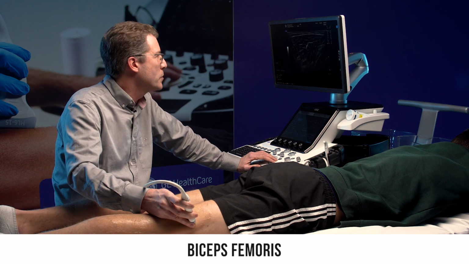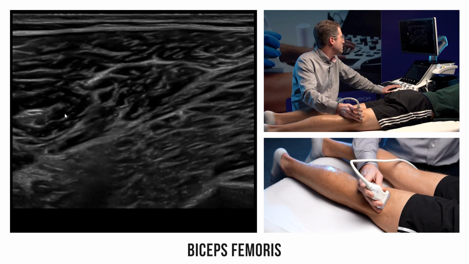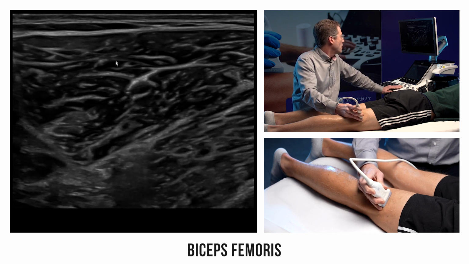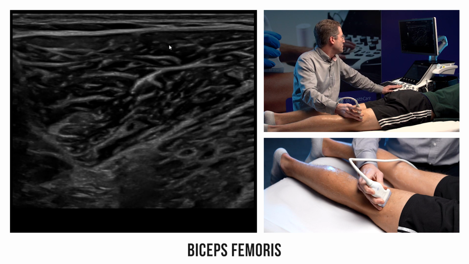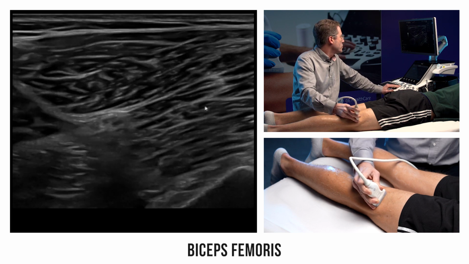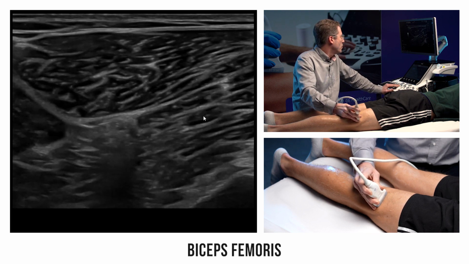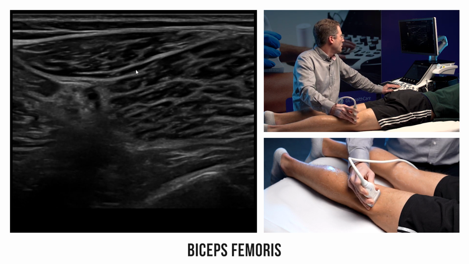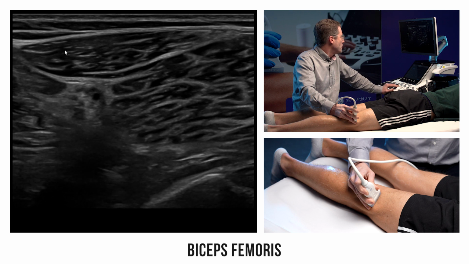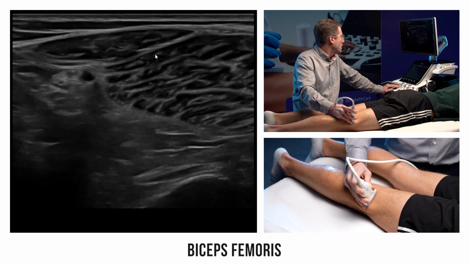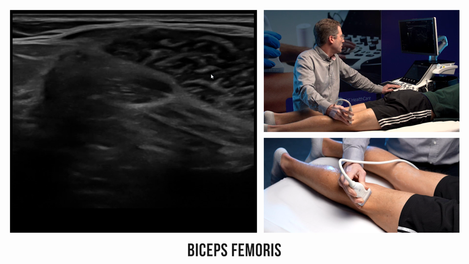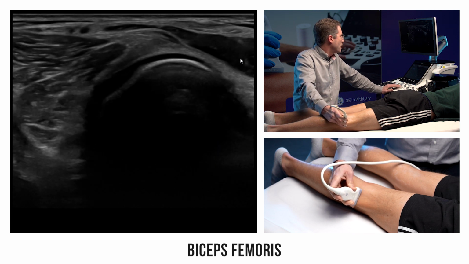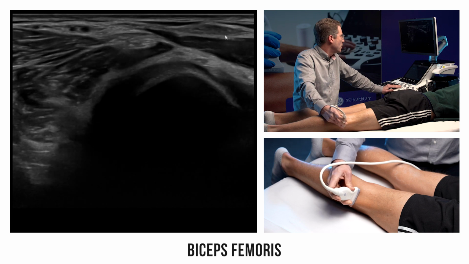We can start with a proximal axial view of the muscle belly of the biceps femoris. The biceps femoris has two heads. The long head is superficial and the short head is deeper. We can follow these two heads until they insert on the fibula. The long head ends a bit earlier, and we will follow the short head until it ends in the distal tendon of the biceps femoris.